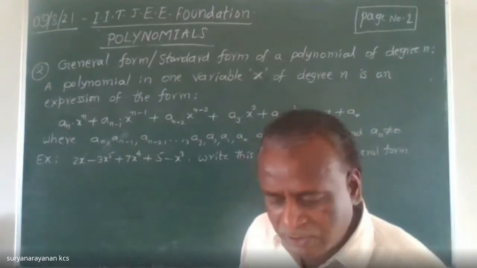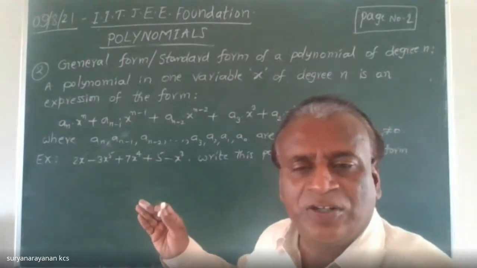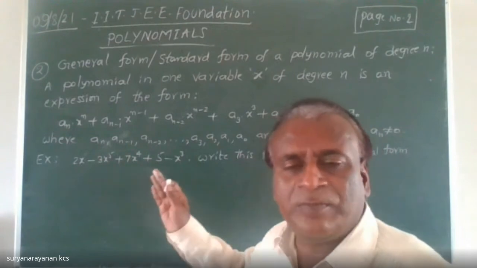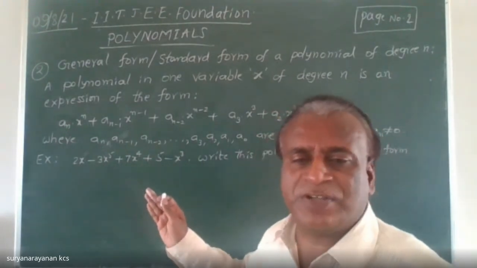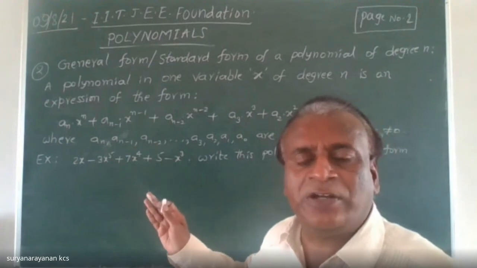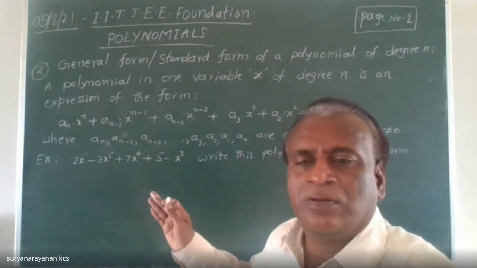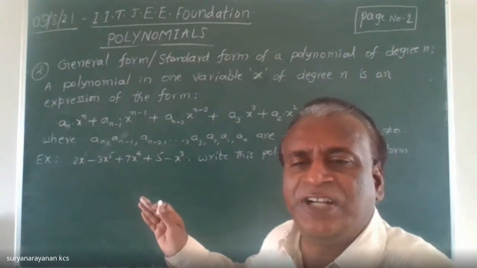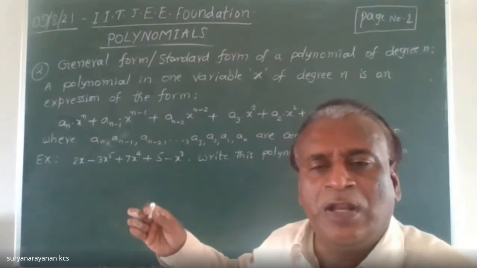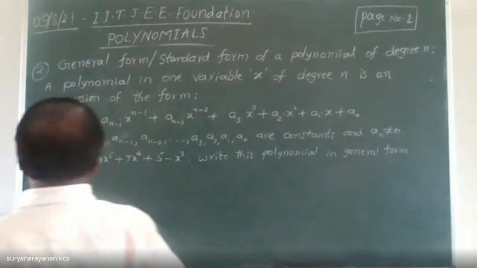polynomial so that we arrange the terms of this polynomial in the descending powers of x. Do you know what is meant by descending order? Ascending order means small number to big number. Descending order means big number to small number, bigger number to smaller number. Yes.